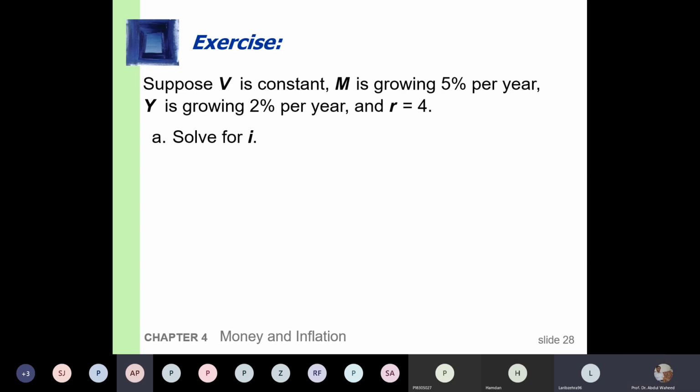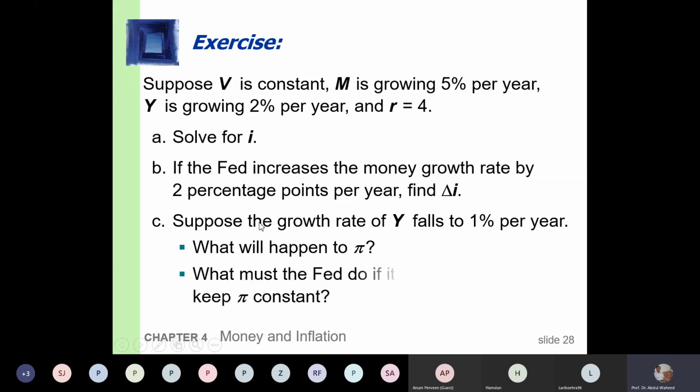7. Nominal interest rate is 7. Okay, any other answer? 7. Yes, sir, 7. Okay, let's look at the answer.